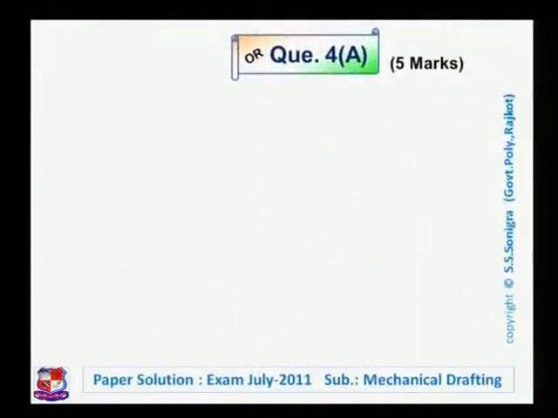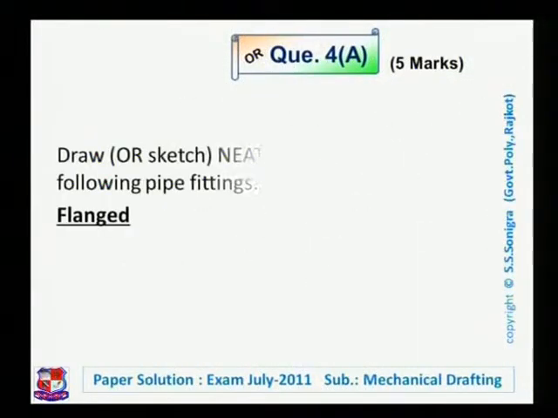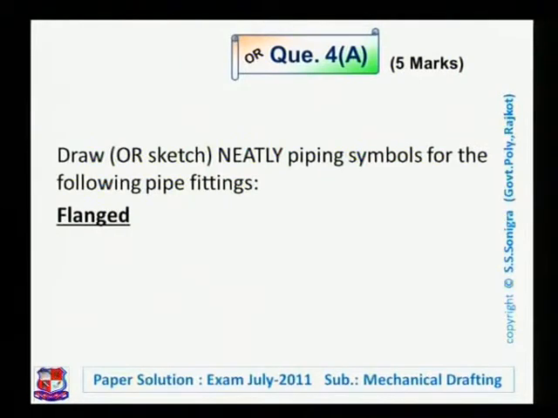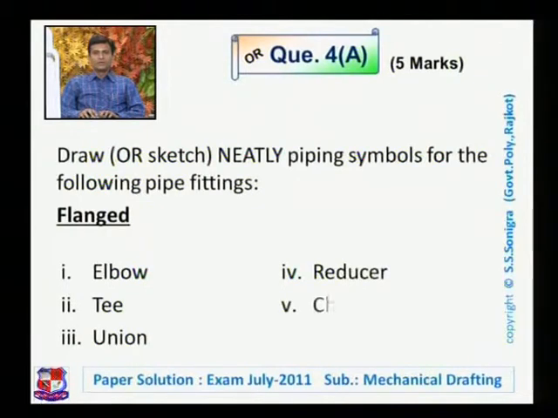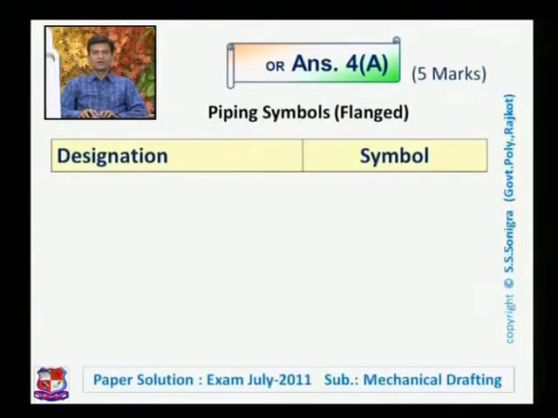Next question, question number 4a, asked in the option: draw neatly piping symbols for the following pipe fittings, and it's a flanged pipe fitting. The first is elbow, second is T, then union, reducer and check valve. For this 5 we have to draw the piping symbols having flanged connection, not a screwed connection. It should be drawn like this.